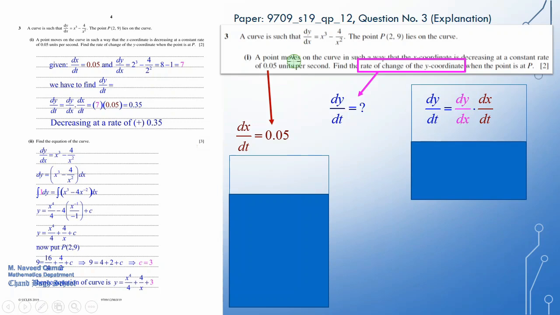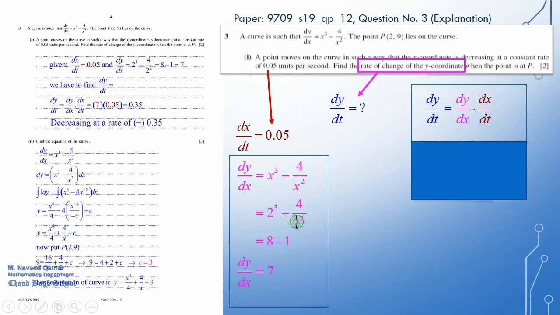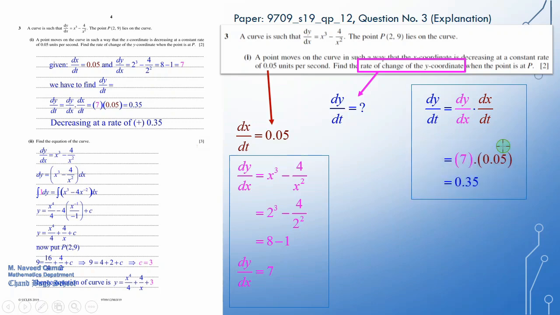For this, consider the gradient function. Now put the value of x, that is 2, in it to get the value of dy over dx. Now put this value and the value of dx over dt in the chain rule to get the final answer, that is 0.35. That's the decreasing rate of x.